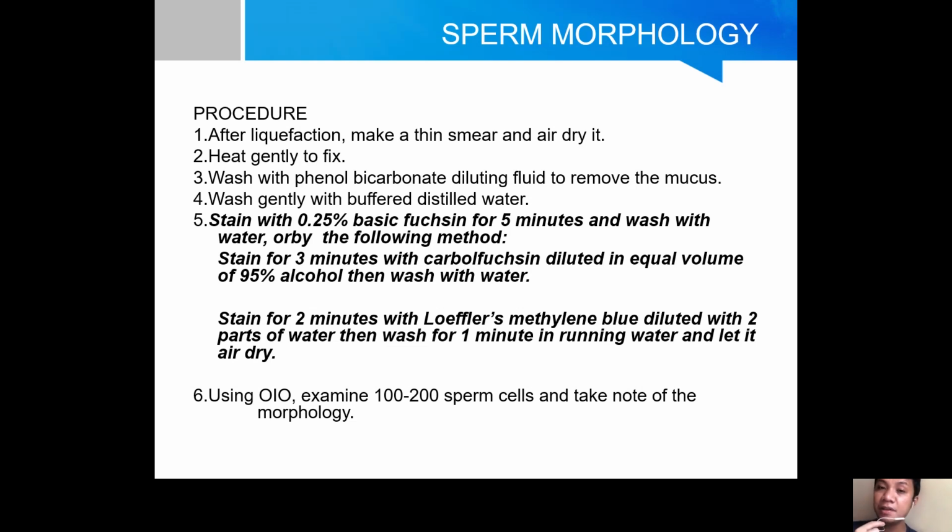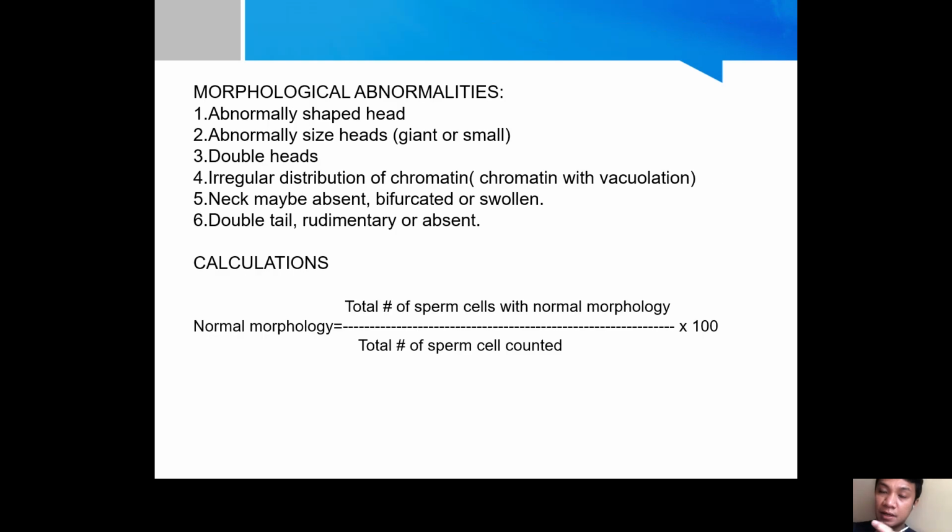So for you to observe the sperm morphology, first you need to make a thin smear, air dry, and stain. For the staining, you fix that, wash with your phenol bicarbonate to remove the mucus, and then stain with basic fuchsin. Counterstain with your methylene blue, and then observe under the OIO for each of the morphology.